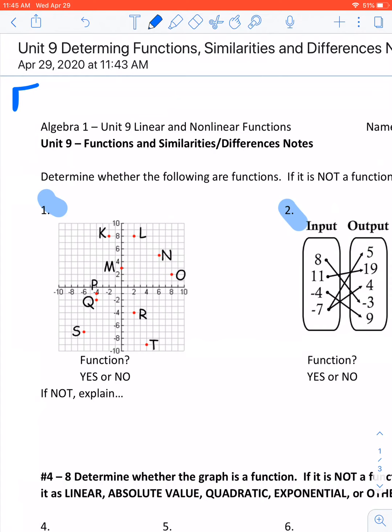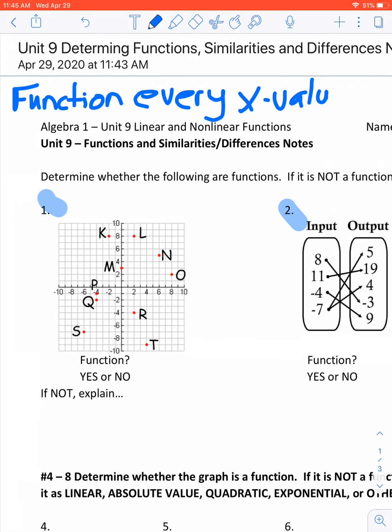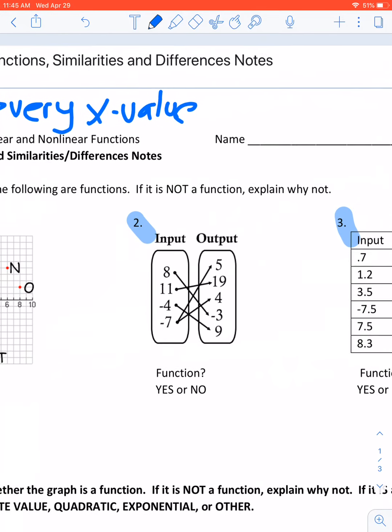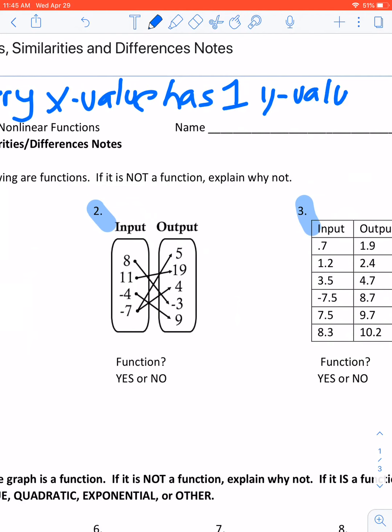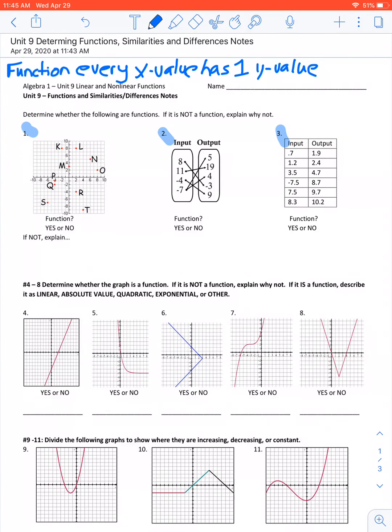So a function, every x value has one y value. If every x value has more than one y value, then it is not a function, okay?